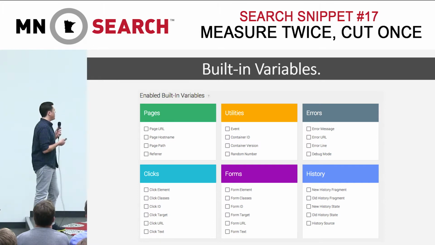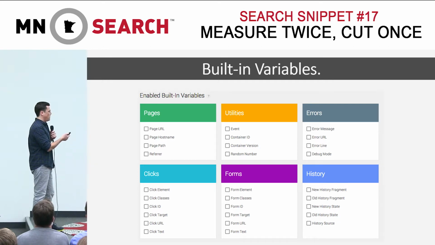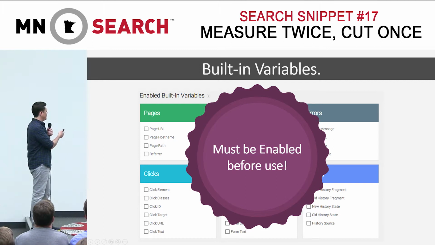Here's all the built-in variables. Remember, variables always return something. So in this case, a lot of the available options are page URL, hostname, page path. By default, with GTM 2.0, these are turned off, and that's why you see these little empty check boxes right there. They must be enabled before use. So you check the box, and then it's available for use.